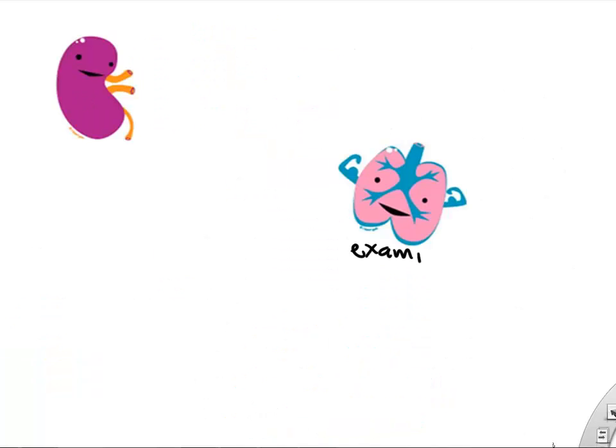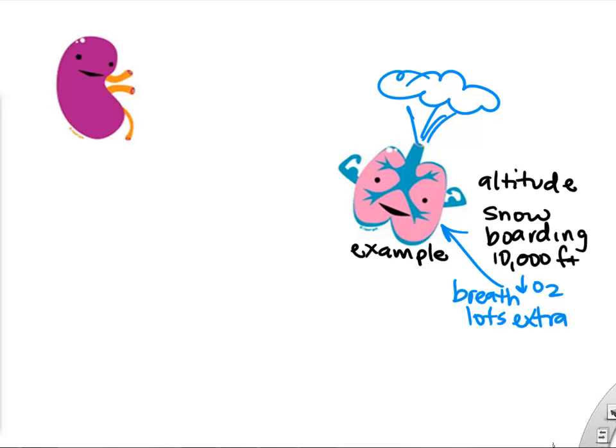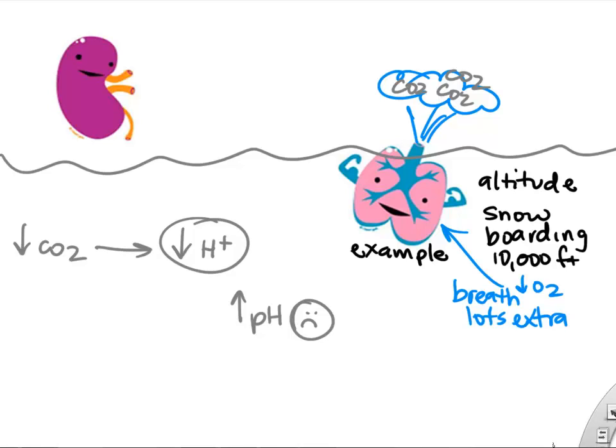Let's look at another example that you could actually have happen too in life. If you go snowboarding at altitude, say 10,000 feet or above, there's less oxygen in the atmosphere, less oxygen molecules, and so you have to breathe lots more to get extra oxygen. But you're also breathing off more CO2 than you're making, and so suddenly you're breathing off lots of CO2. You have less CO2 in your body, so you have less hydrogen ions through that chemical reaction, and that makes the pH of your blood in your body actually go up.